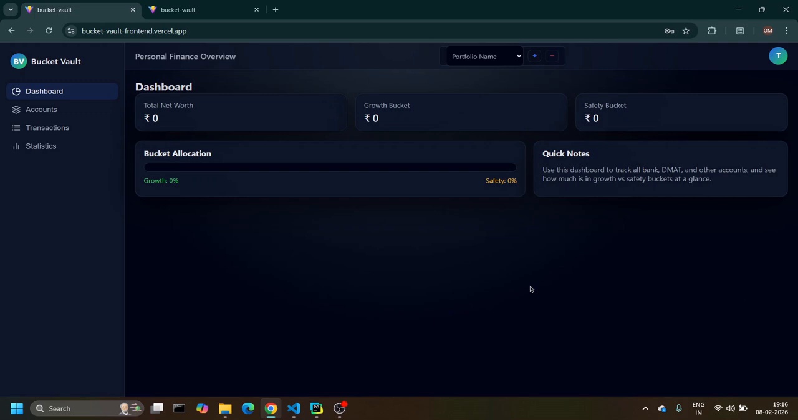Hey everyone, I built a full stack personal finance tracker to solve a problem I face daily. That is, tracking my money across multiple accounts. Let me show you how it works. Portfolio and accounts overview. This is my main dashboard.